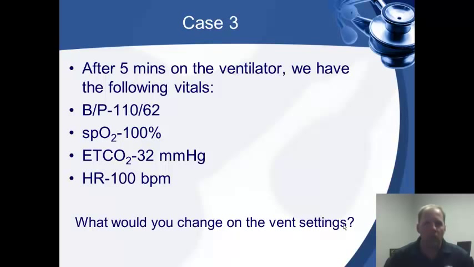So after 5 minutes on the ventilator, we got the following vital signs. Her pressure is 110 over 62. Her SATs are 100%. Her end-tidal CO2 is 32, a little low, and her heart rate is 100. What do I want to change on the vent to get to the target that I've got set for myself? I know my SpO2 target is 95 to 99. My CO2 should be about 40. So I probably need to change some things.